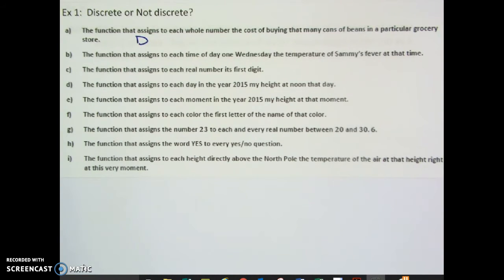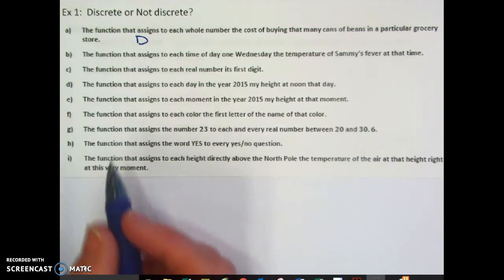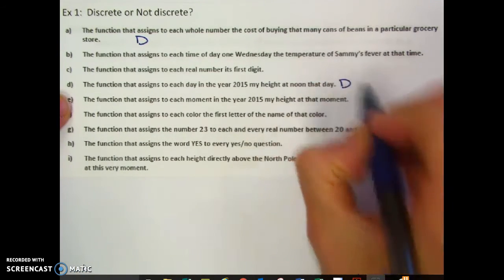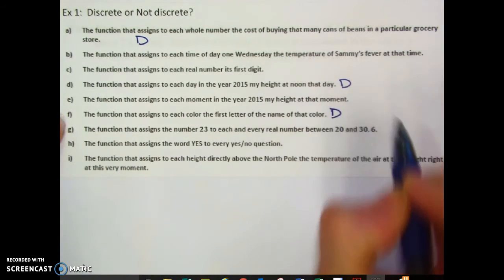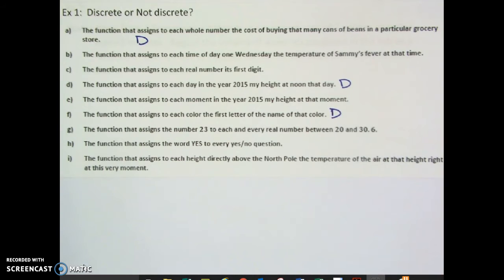Question D, the function that assigns to each day of the year 2015 my height at noon that day. You can't have half of a day. So if they're talking about days, it would be the whole day. F, the function that assigns to each color the first letter of the name of that color. Well, if it's a color, you can't have part of a color. And the last one of these that's discrete would be the function that assigns the word yes to every yes/no question. There's no such thing as having part of yes. So letter H is also a discrete function.